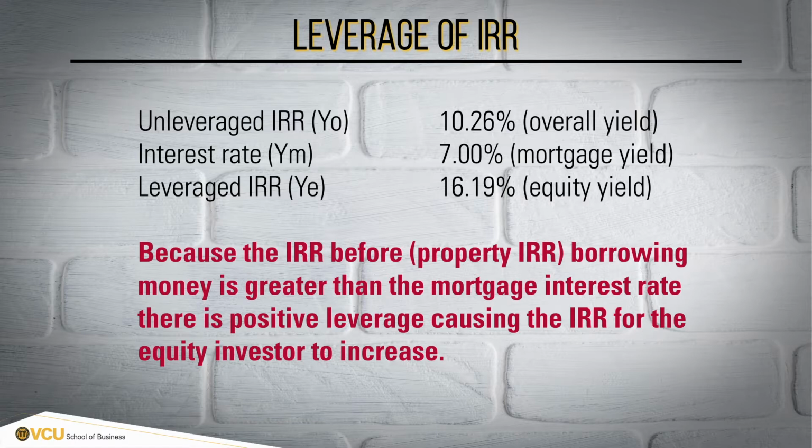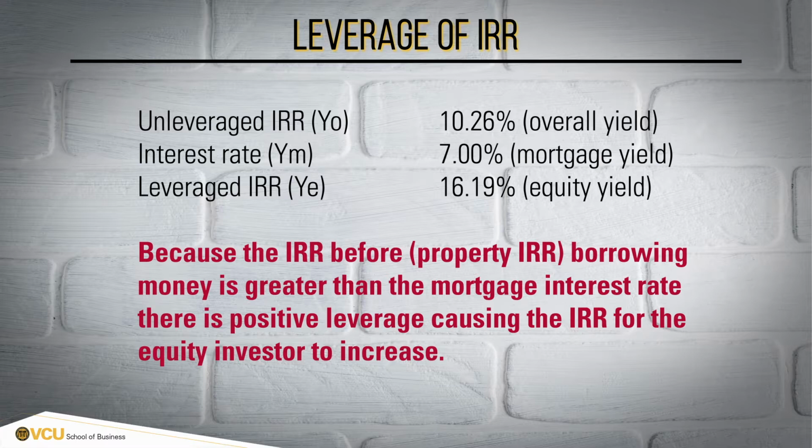Real benefits from investing. It says here because the IRR before borrowing money is greater than the mortgage interest rate, there is positive leverage causing the IRR for the equity investor to increase. What is that actually telling you? Let's take a look at these two. The YO, the yield to the property, the O stands for overall, by the way. So YO is 10.25. YM is 7%.